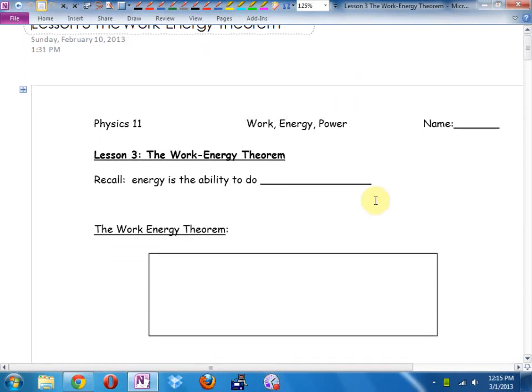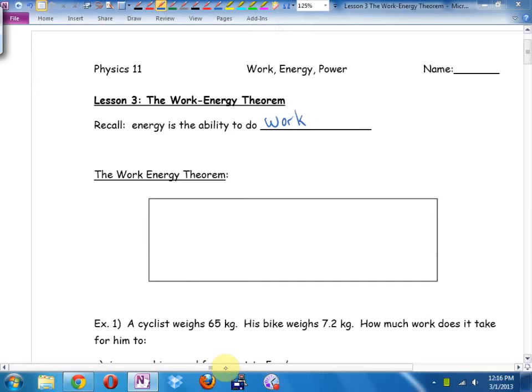The last lesson for this unit. It's called the work energy theorem. And you may recall way back when I defined energy, I said that energy was the ability to do work. And I gave you two definitions for work. The first definition, I said that work was equal to force times distance, as long as the force and the distance are in the same direction.